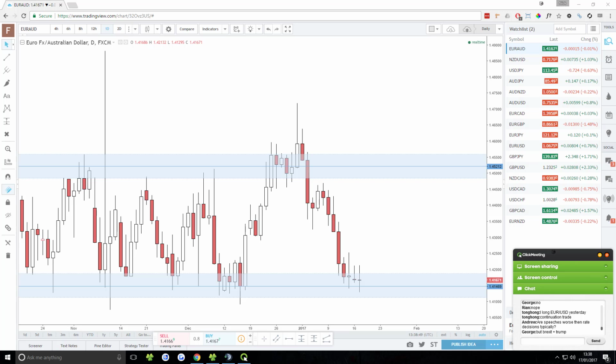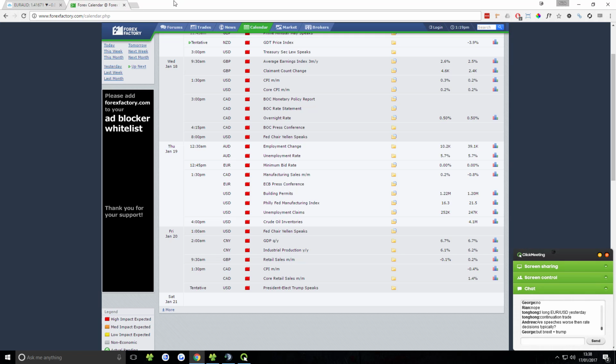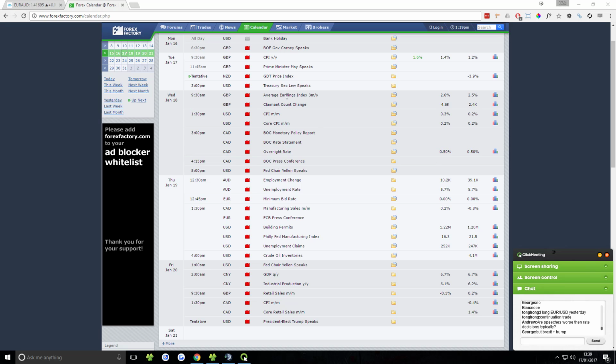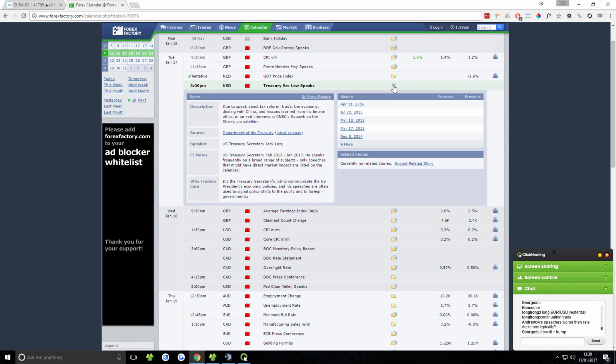Now, let's take a quick look at news. Wow, it's been 40 minutes, damn. Let's take a quick look at news, see what's coming up. All right. I just want to highlight the important ones and not the ones that I don't really care that much about. This could be something. Treasury Secretary Lew speaks. Okay, yeah, this one we need to watch out for, because he's going to be talking about tax reform, trade, the economy, and dealing with China. So that's very important. Keep a very close eye on this one.